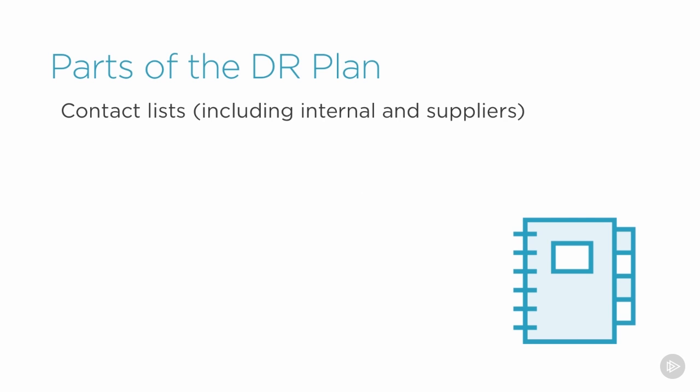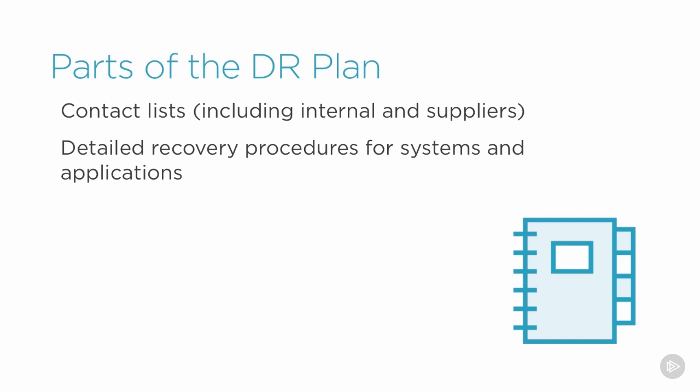We also put in contact lists. The plan should list all of our various internal personnel and suppliers we may need to reach out to in a crisis. We put in then detailed procedures for systems and applications recovery, as well as we list what resources are going to be necessary for recovery. And this usually is broken into 5 areas. What do we need in people? What do we need in facilities? What do we need in data? What do we need in equipment? And what do we need then in supply chain?